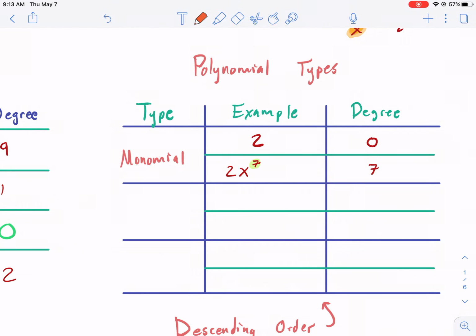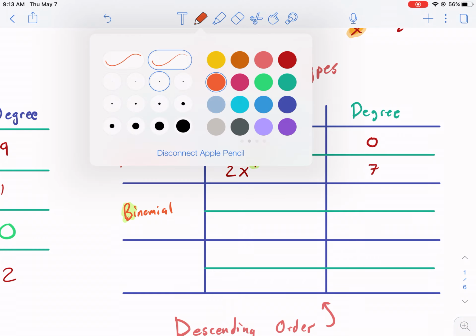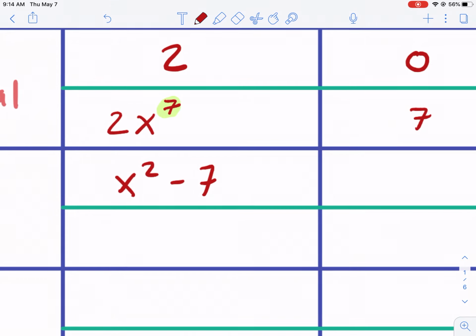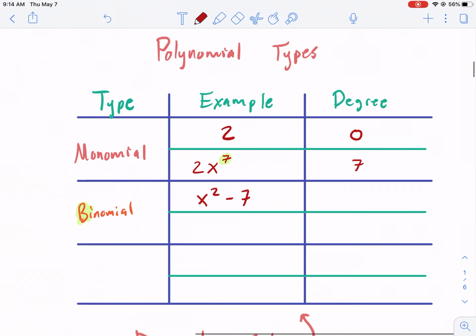So we could have a binomial. Now, this has a different prefix. This prefix is bi. Bicycle means 2. So that means 2 terms. What does that look like? This is a very important part. So what this can look like is x squared minus 7. Now, there's 2 terms. We have an x squared and we have a 7.